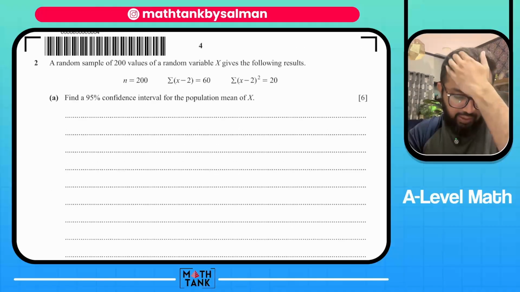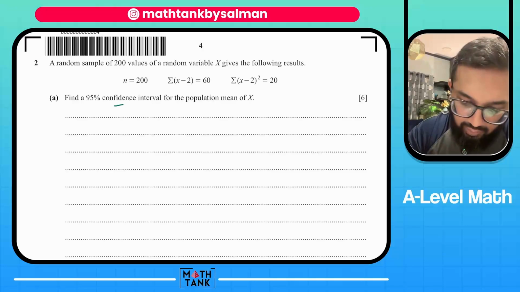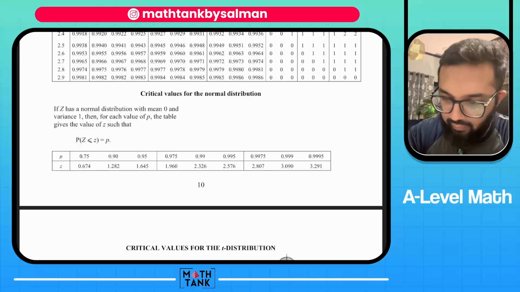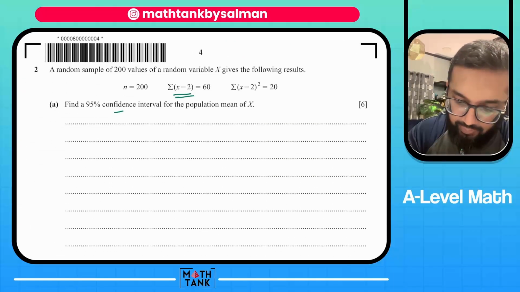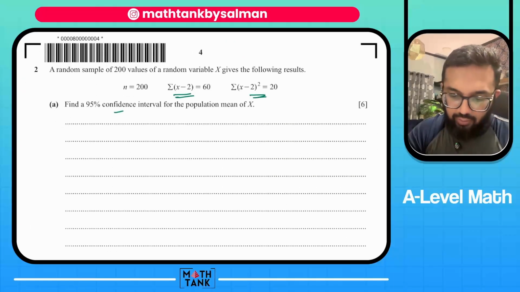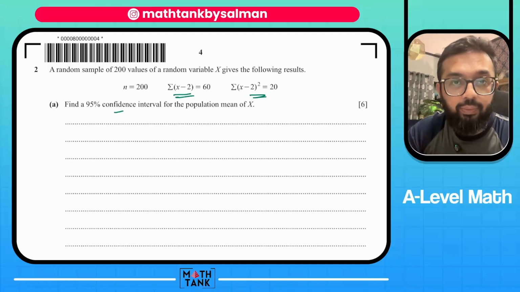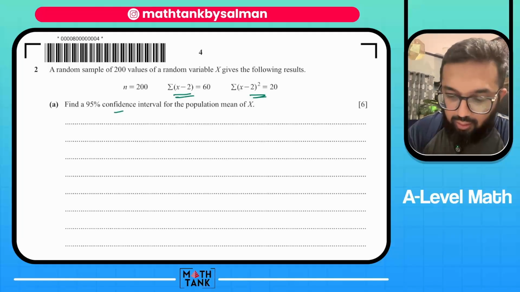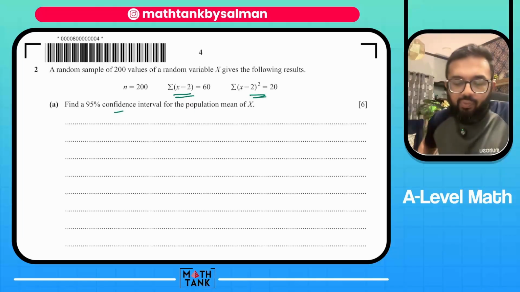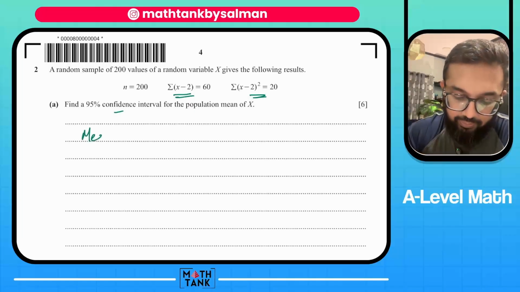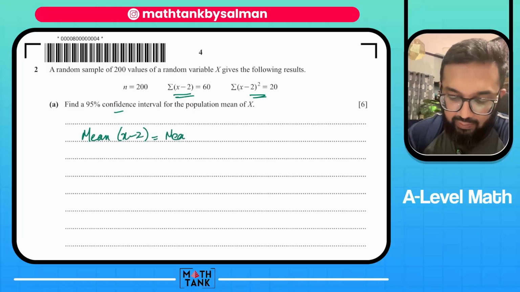Question number 2 says a random sample of 200 values. Find a 95% confidence interval. So again, 97.5 from my table. These values have changed, so I will have to use a concept from S1 where you did coding of the mean. Remember that the mean of x minus 2 will be the mean of x minus 2 separately.